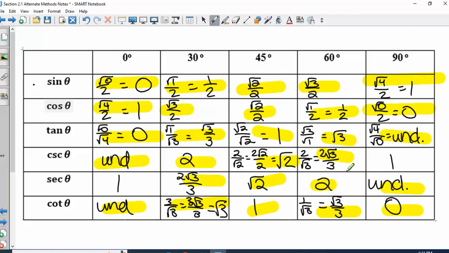So if you're doing this on a test or something and you want to quickly check yourself, look at that. Once you have sine, cosine should be the exact same thing backwards. Same for secant and cosecant, tangent and cotangent.